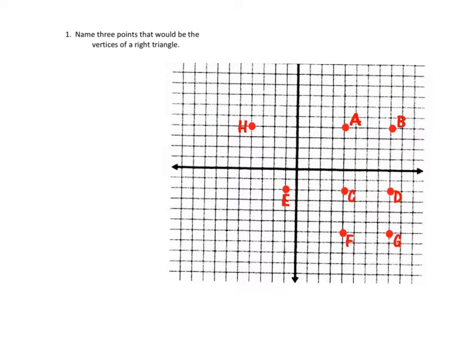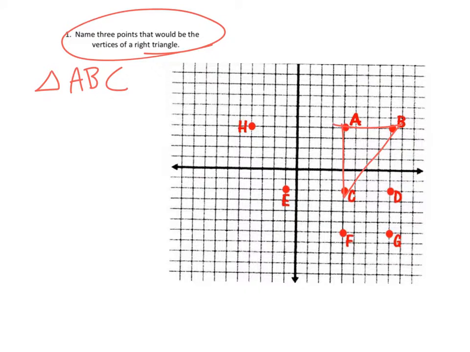You aren't going to get them right. 3 points, the vertices of a right triangle. So a right triangle has to have a right angle, like right here we see a right angle. It's going to make my life easy, and I'm going to say triangle ABC, these three right here. So ABC is the ones I'm going to pick. So you would write triangle ABC is a right triangle.